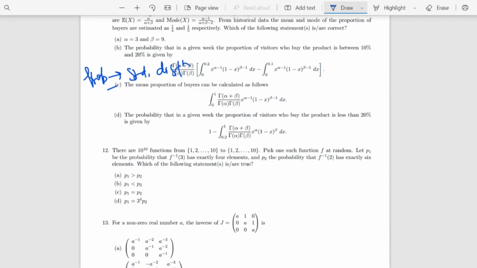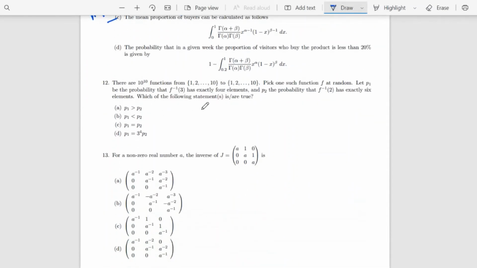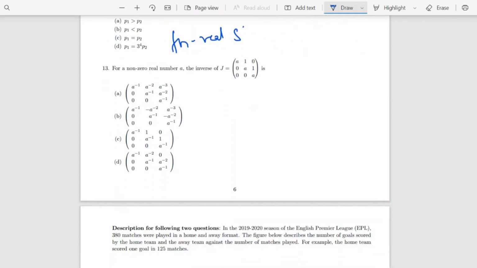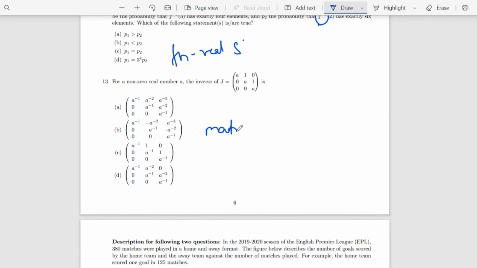This is the part of probability. This obviously is the part of function, because some inverse function is given. So this is a part of function or real number. So you can see that particular thing. The next part is obviously a part of the matrix, and some inverse of a matrix or something like that is being asked.